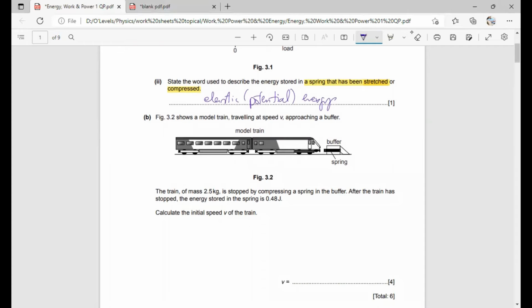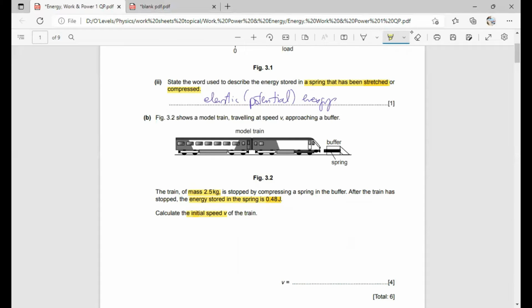Now in this figure, the train has a mass of 250 kilograms and is stopped by compressing a spring in the buffer. After the train has stopped, the energy stored in the spring is 0.48 joules. So calculate the initial speed of the train.